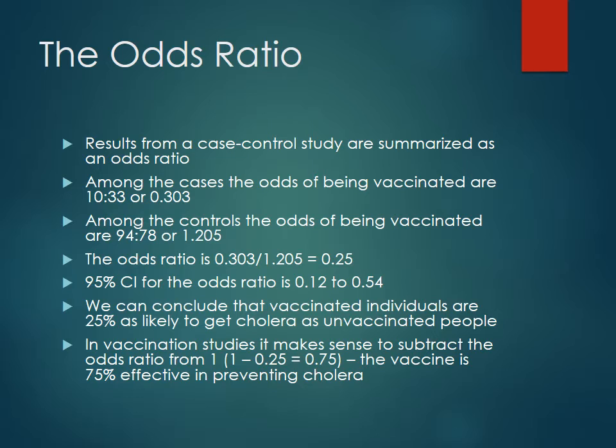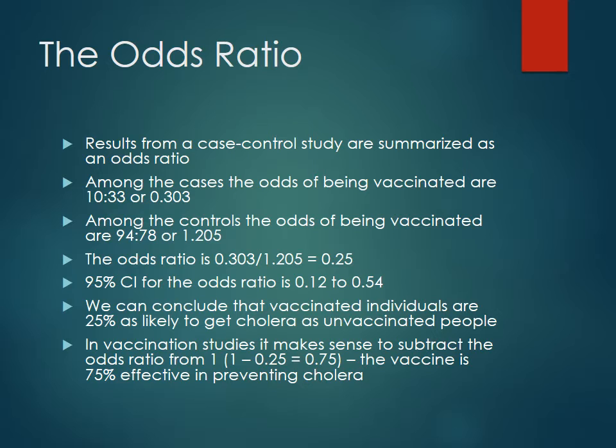So again, when you compare those odds together, you end up with 0.3 divided by that 1.205, and you get 0.25. So the odds ratio of a patient who's vaccinated getting cholera is basically 25% of that of your patients who did not get vaccinated. Okay, so your odds are much lower of getting cholera if you are vaccinated versus if you're not.